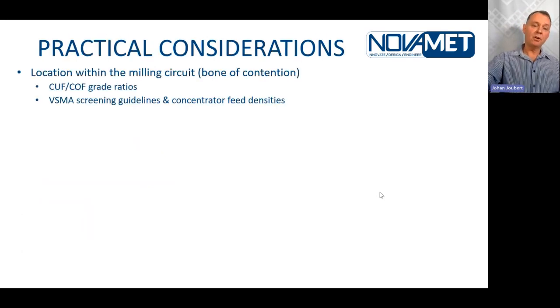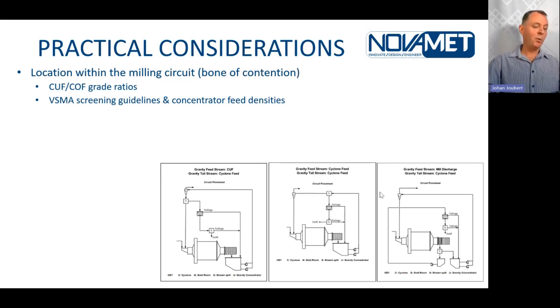Then we get to the practical considerations, and oh my word, now we're in a bone of contention. There are so many different views in the industry of where to install this. Do we install it on cyclone feed, cyclone underflow, or mill discharge? Now, cyclone underflow tends to run at very high grades because of the circulating load. So all the older installations always immediately went for the installation on cyclone underflow.